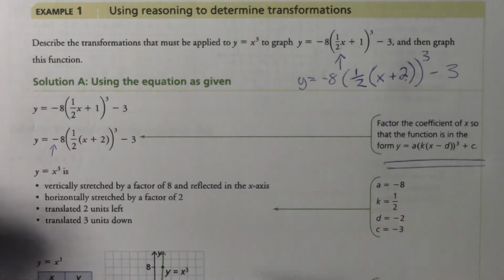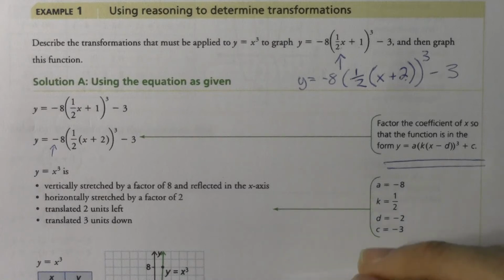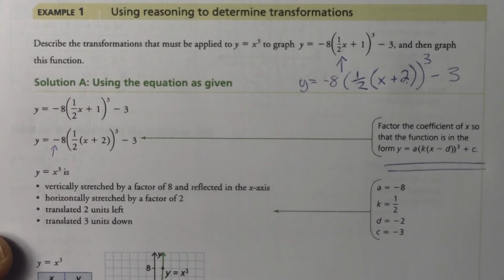So the book always does this kind of table of values method. I don't particularly like this, but I'm going to explain it anyways. This is what they do. So they do the parent function. They find their values. Sorry.